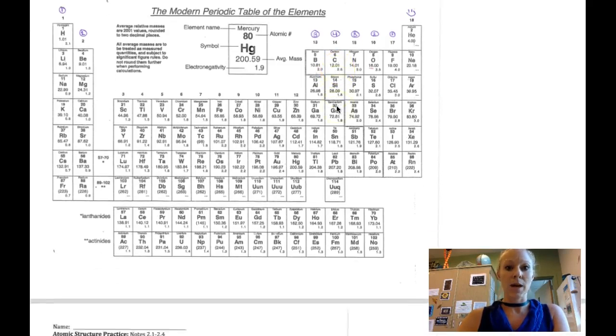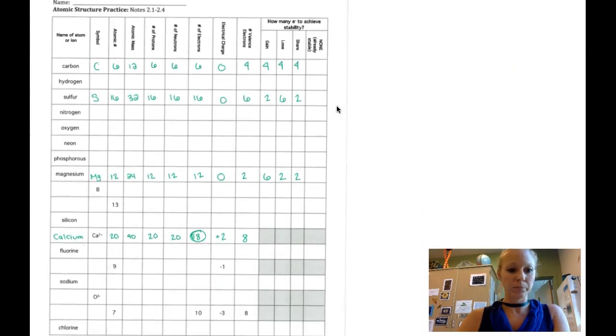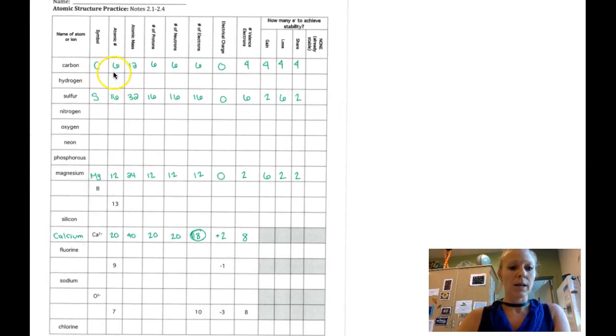So let's look at what that looks like down here on the worksheet. Carbon has an atomic number of 6, an atomic mass of 12, and so our number of protons is going to be equal to our atomic number, and our number of neutrons is going to be the atomic mass minus the number of protons, right here. Our number of electrons in a neutral atom is going to be 6.